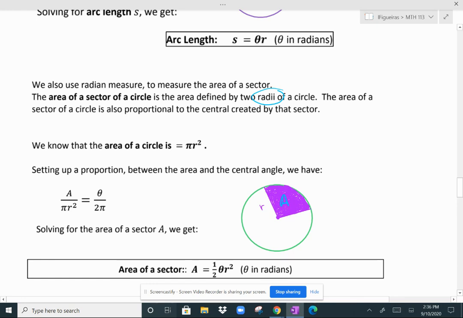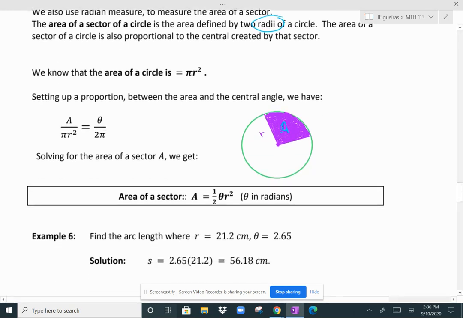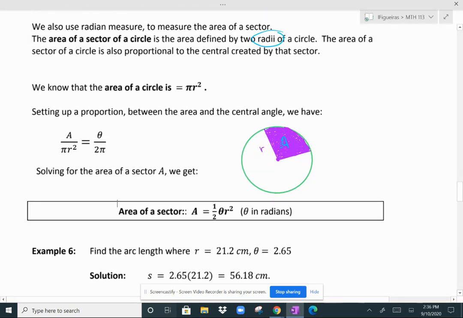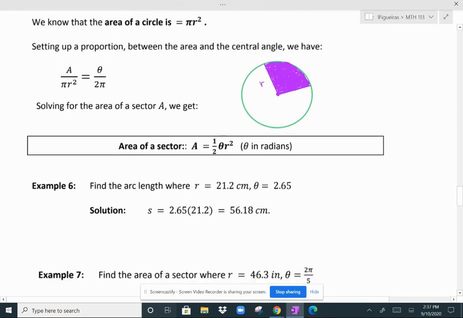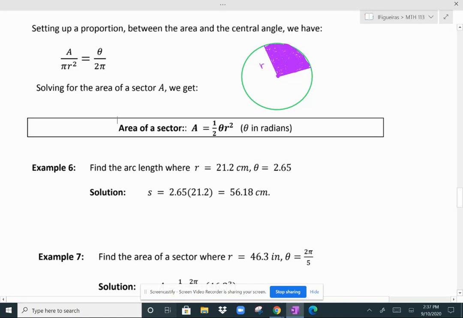All right, so we're going to use the arc length formula and the area of a sector formula to answer the next few questions. First question is, find the arc length where r is 21.2 centimeters and theta is 2.65. Remember, S, your arc length, is theta r. Theta is already in radians because there isn't a little degree symbol next to it. So I can just go ahead and plug this in.